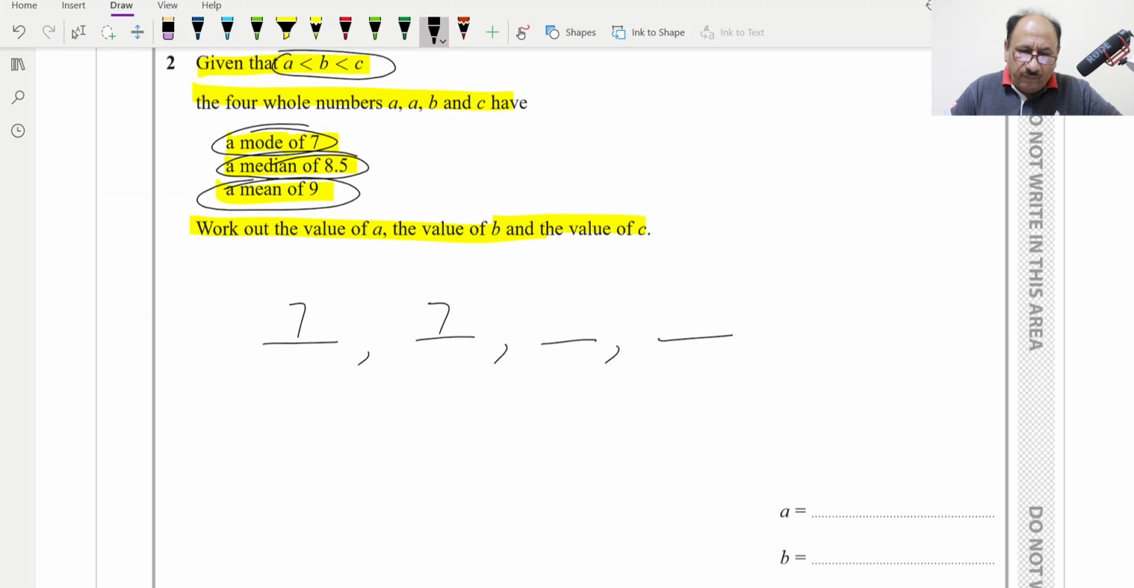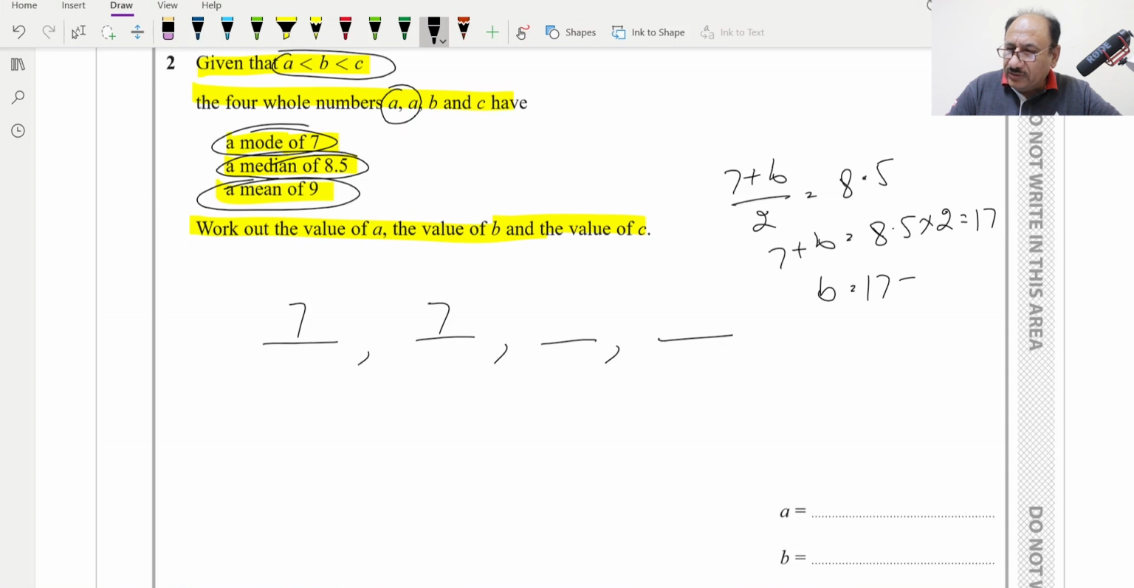So A is less than B and it's less than C basically. So the four whole numbers are A, A, B, C. So A, A can be 7, 7. So we can write 7 plus B, the middle value, divided by 2 is equal to 8.5, and this is how we can find the B value. So 7 plus B will be equal to 8.5 into 2, which is equal to 17. So B is equal to 17 minus 7, which is equal to 10.